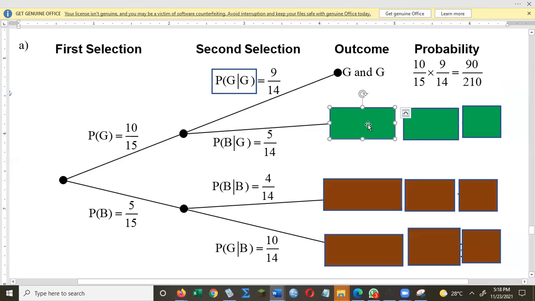Can somebody please tell me what is under this rectangle? Which letter comes in first? Which letter comes in? What, then what? Say that again. B and G. No.